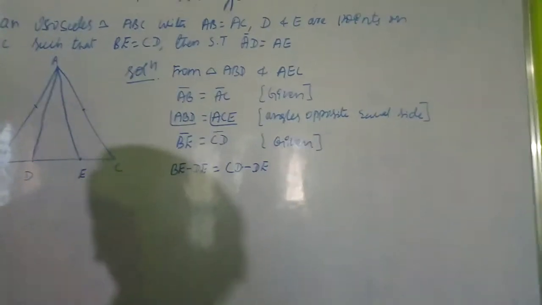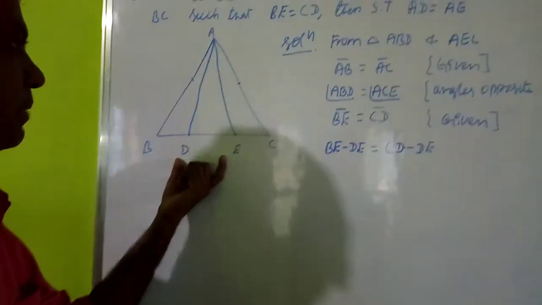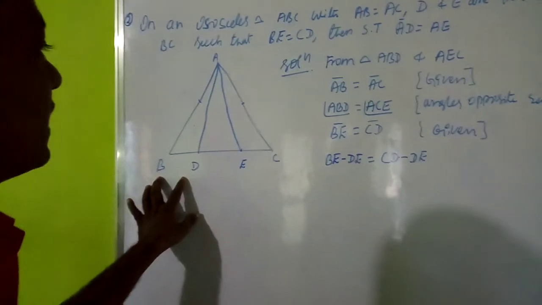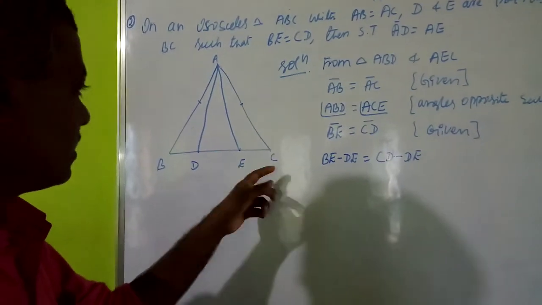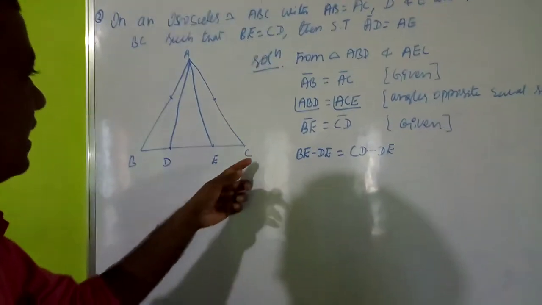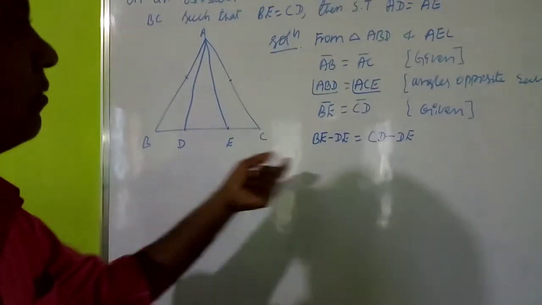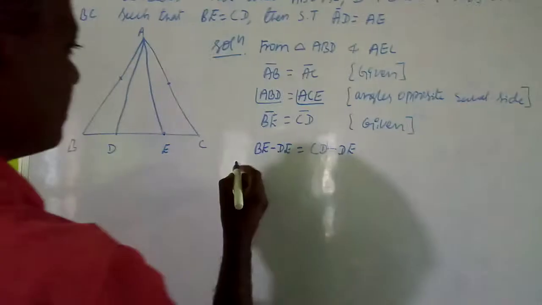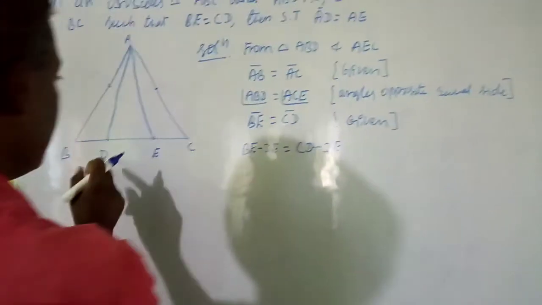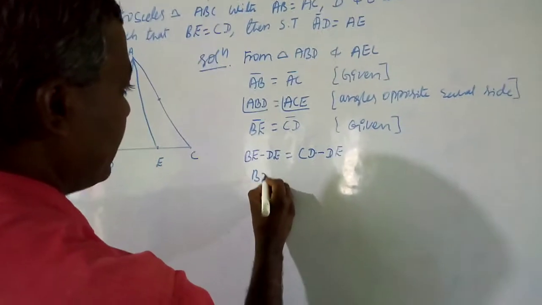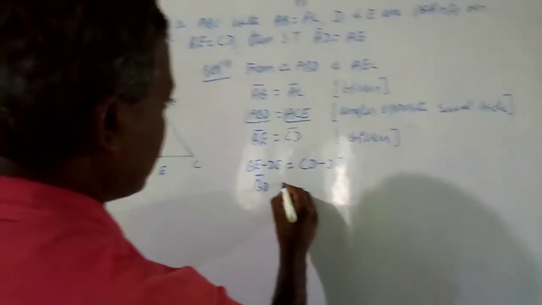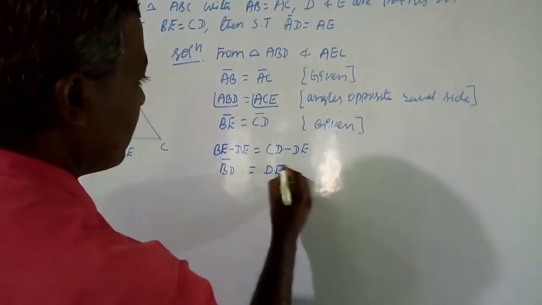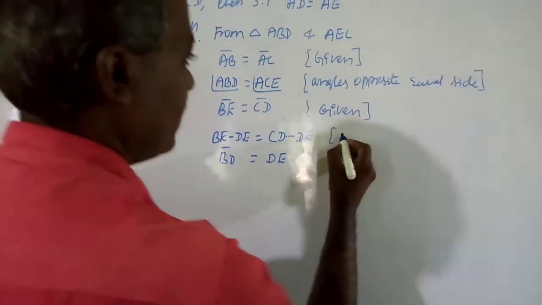Okay, so from the diagram, just observe the diagram. This is BE, we can subtract DE to get BD, right? So here also, this is CD minus DE, and you get CE, right? So just observe here, BE minus DE, this is BD, is equal to CE, right?